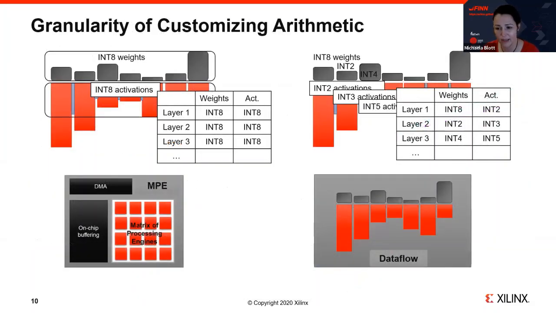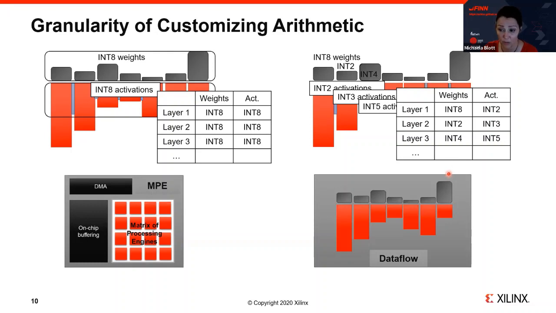So let me drill in a bit deeper into the granularity of customizing arithmetic. In the context of MPEs, let's say I customize my processing engines to operate with int8. As I'm doing a layer-by-layer compute, and I don't know where my compute actually ends up on that matrix of processing engines, the implication is that all weights and activations over all layers have to be int8. In the context of data flow architectures, I have much more liberties, as every layer has dedicated compute resources with different precision support if required.